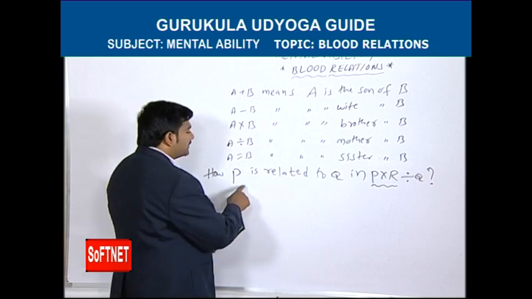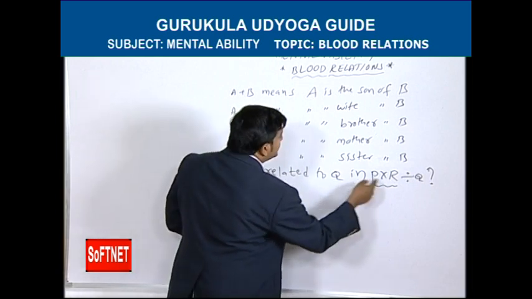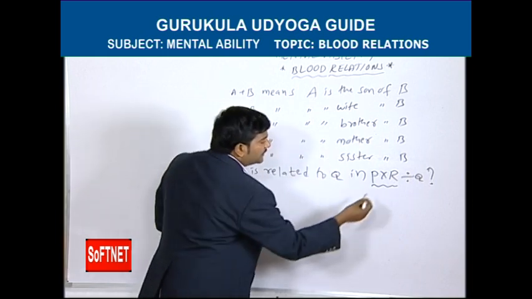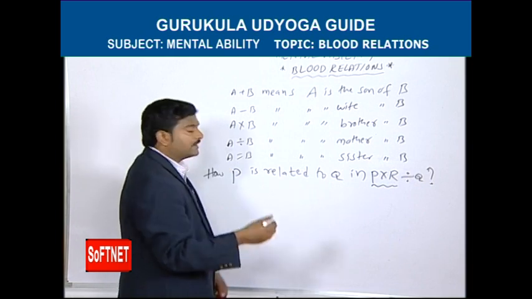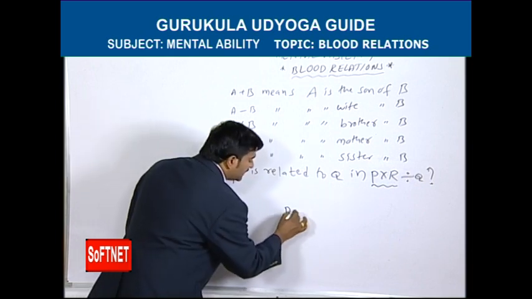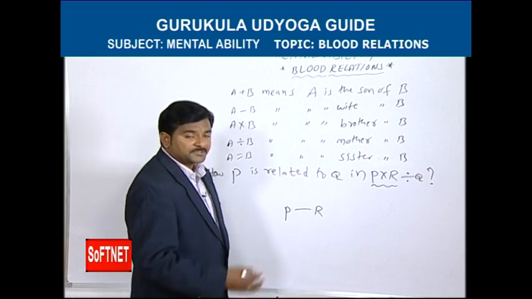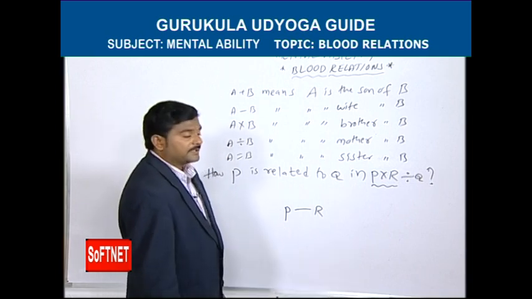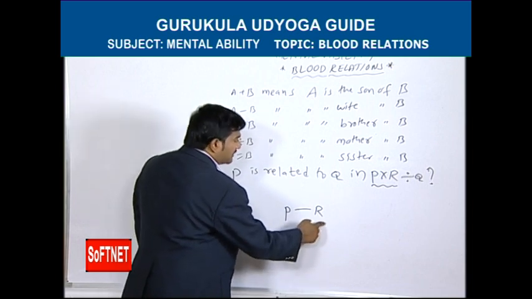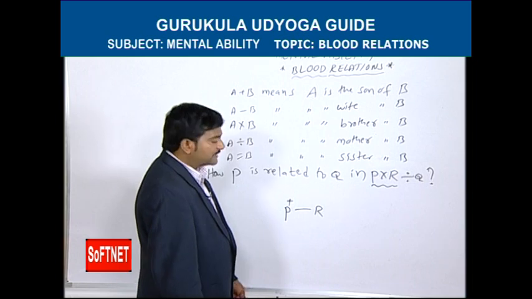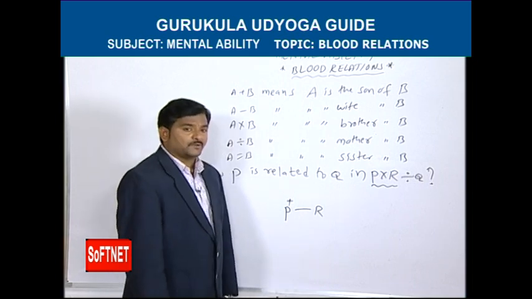Now see, observe here how P is related to Q. P into R. A into B means A is the brother of B. P into R means P is the brother of R. Since they are of the same generation, I have taken a horizontal line. So the gender of P is male, whereas for R, we cannot say.